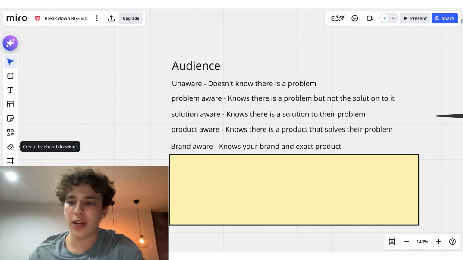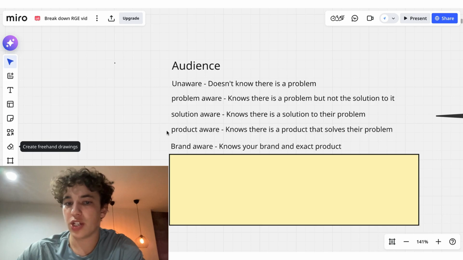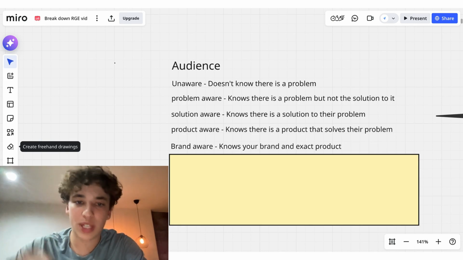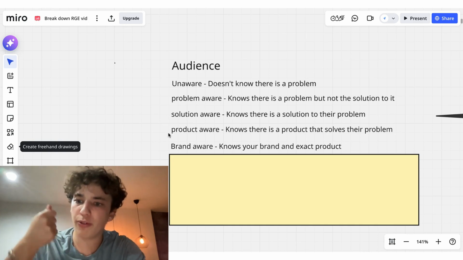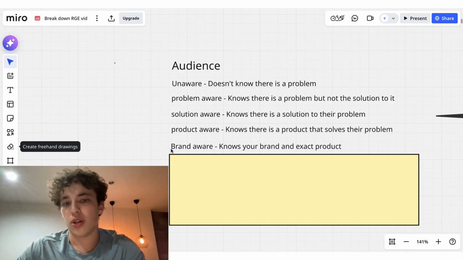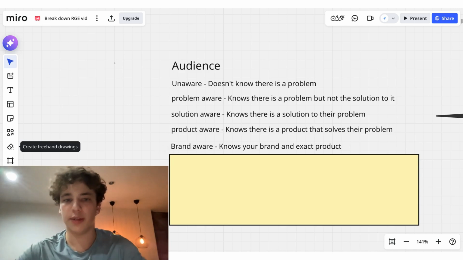Let's say I had a fork, right? Everyone knows a fork. So they're going to be in the solution and product aware stage, where then you'd have to convert them to brand aware, right? They'd understand, okay, to eat pasta, I need a utensil. That's solution aware. Product aware is, okay, I need a fork. That's a product. And then you have to convert them to, why is my fork best? Oh, it's because Kai's fork is gold plated, right?